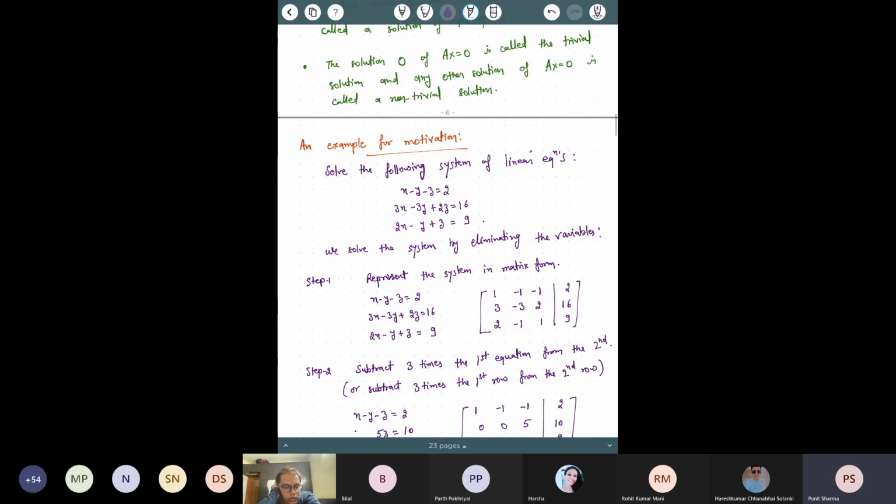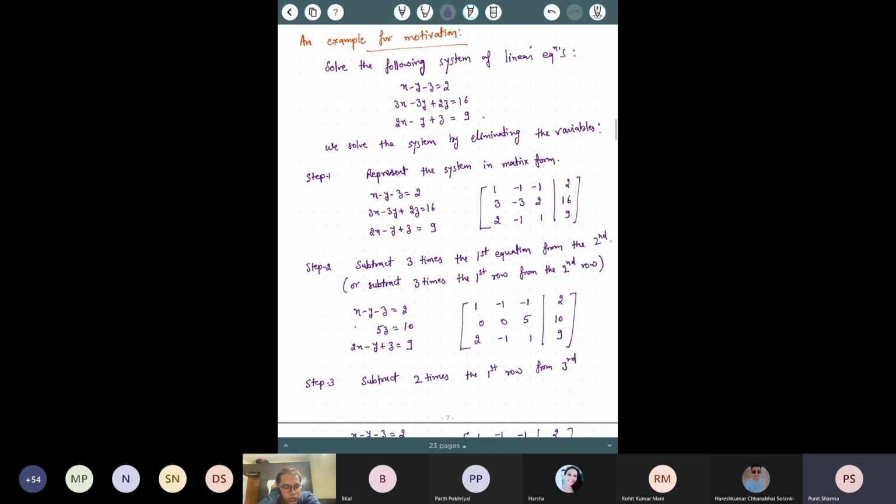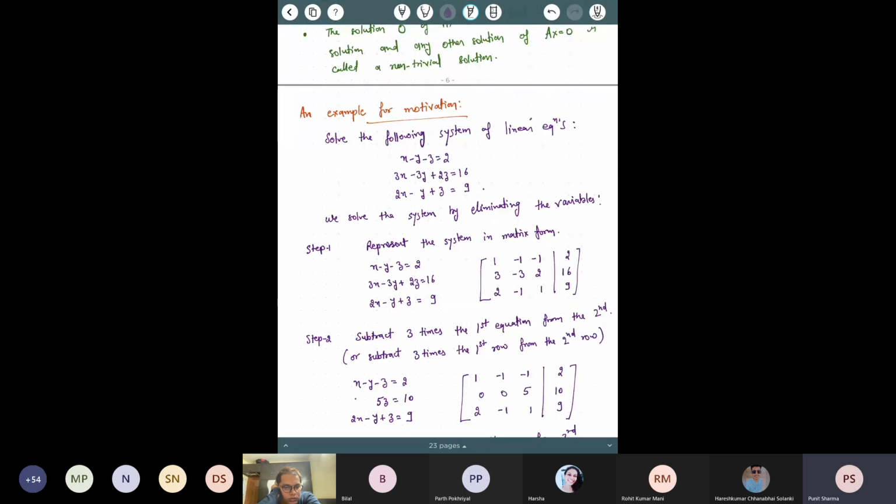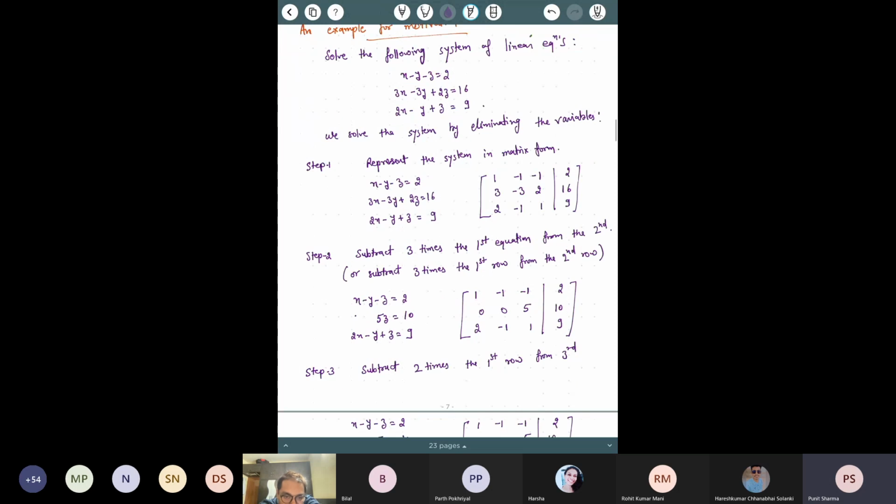So as an example, let us consider this system of equations. Three equations in three unknowns, and we want to solve this system. Now, how to solve this system? We can try to solve this system by eliminating the variables. So how to do that? Let us do it in these steps. So in step one, I write this. On the left hand side, you can see that I have written this system. And on the right hand side, I have written the augmented matrix of this system.